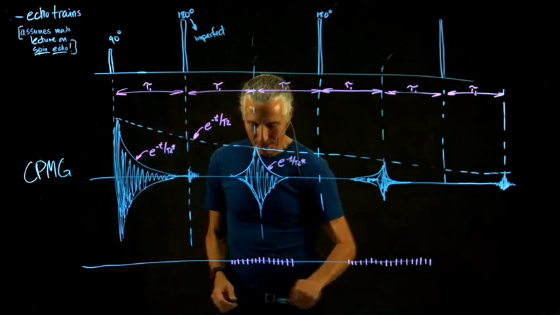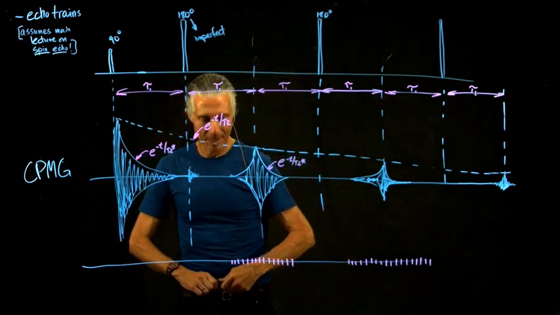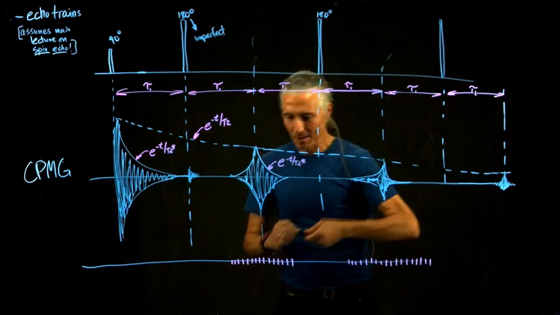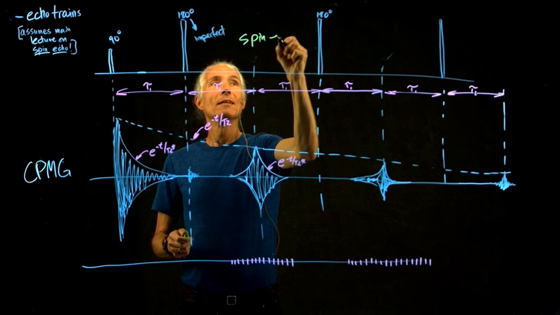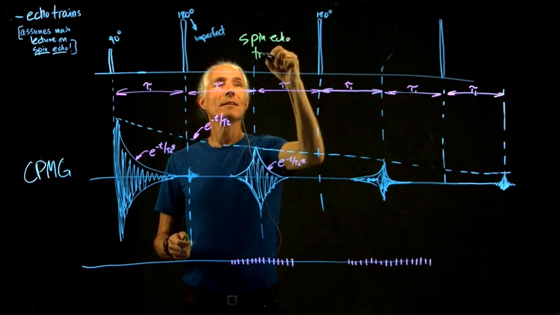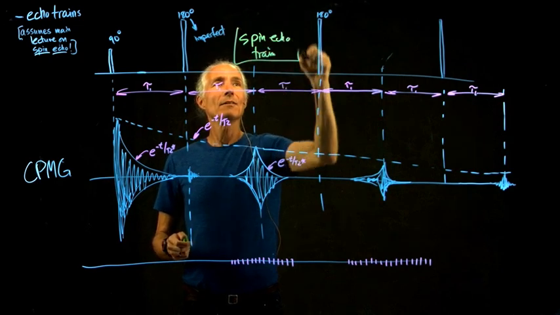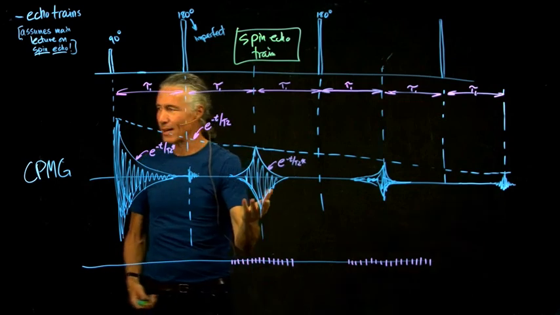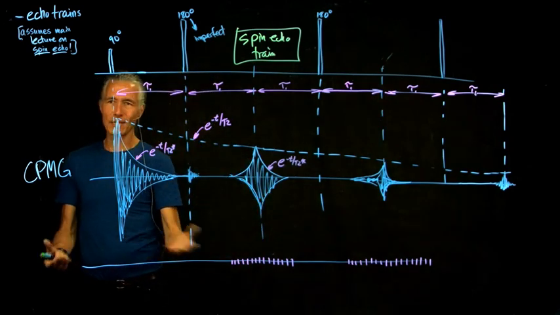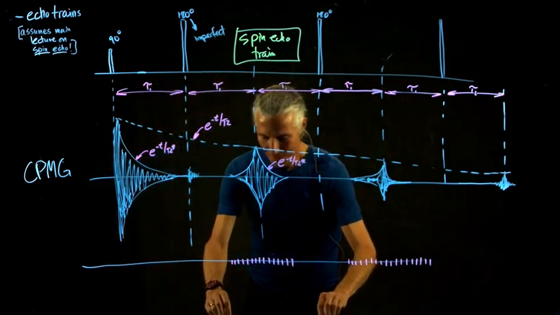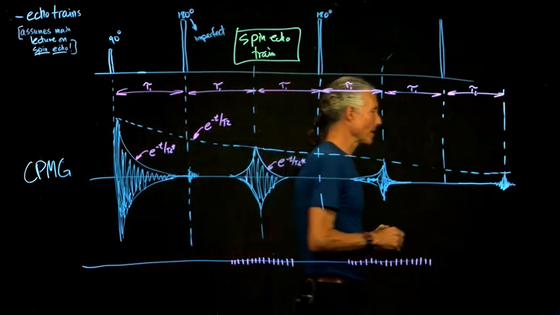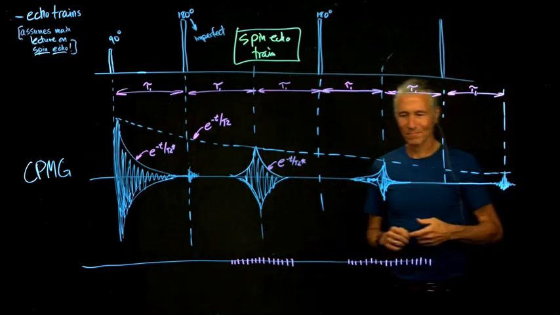Okay, so this was a spin echo train. This was a typical spin echo train. You can set in the scanner interface how many of these you want. Do I want 8 or 16 or 32? And it's adjustable.